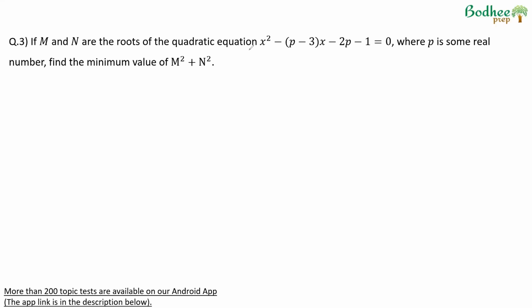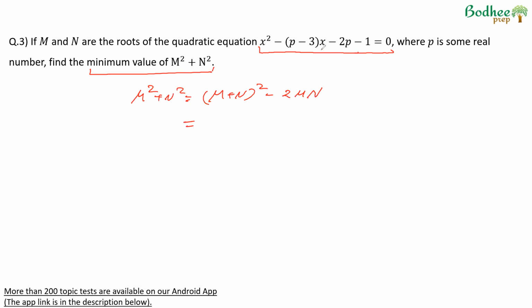m and n are the roots of the quadratic equation x square minus (p minus 3)x minus (2p minus 1) is equal to 0, where p is some real number. Find the minimum value of m square plus n square. m and n are the roots. So m square plus n square will be (m plus n) whole square minus 2mn.